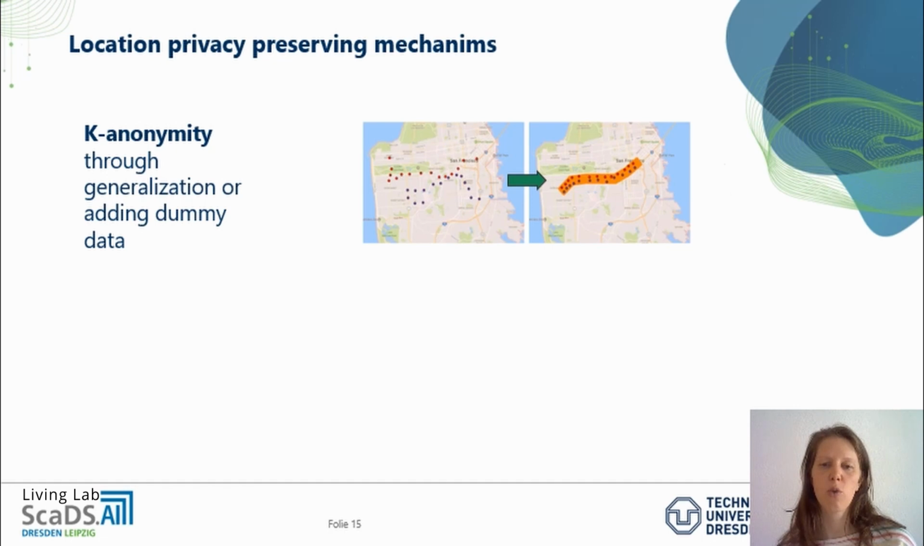So 2 traces of 2 persons are somehow fused together into one. This, of course, adds some distortion to the data, but it also makes sure that these two traces are indistinguishable from each other. We could also achieve this, for example, by adding some dummy data.